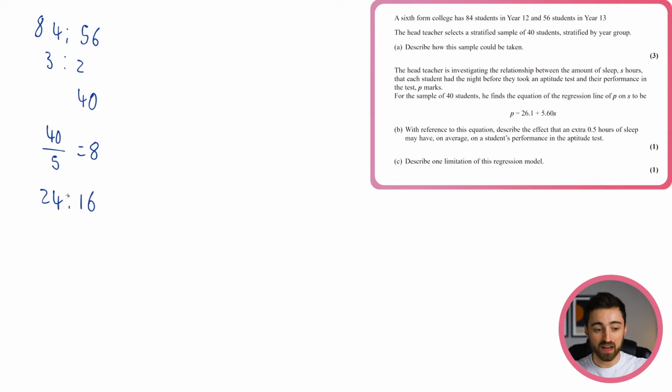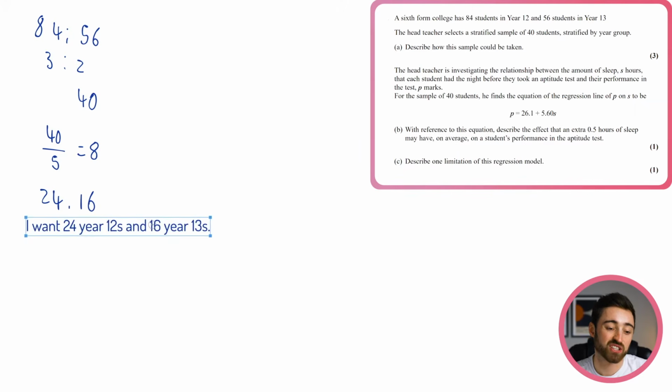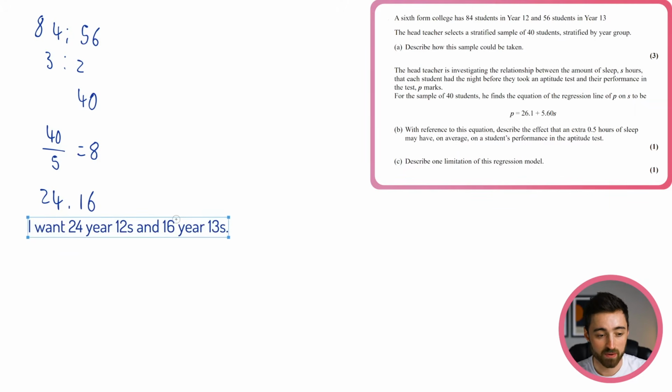So that means I want 24 Year 12s and 16 Year 13s. Let's get this a bit bigger so you can actually see what I'm doing. So that's the stratified bit. We need to actually describe a method though.